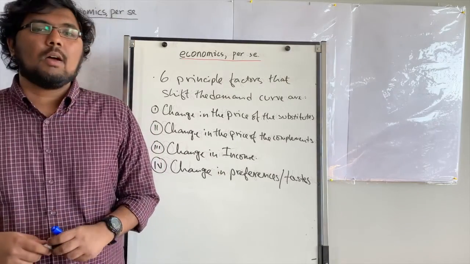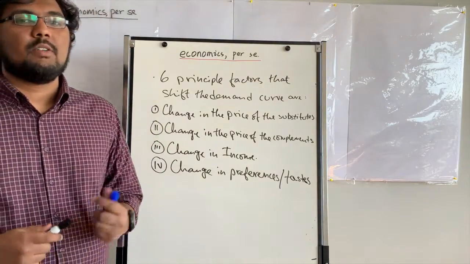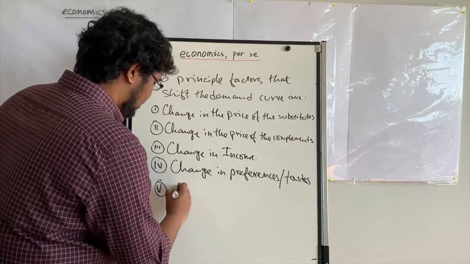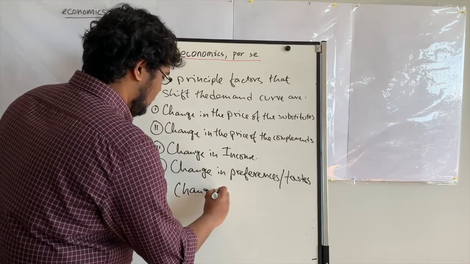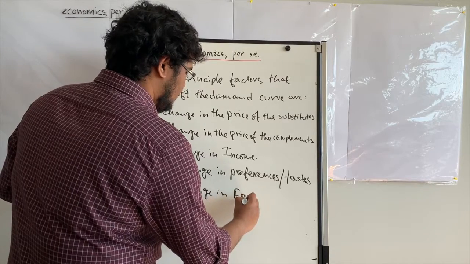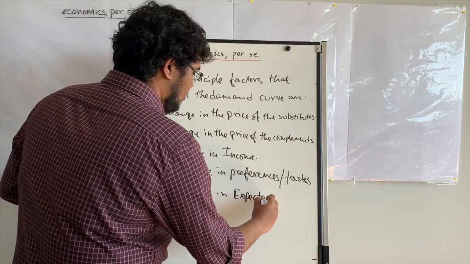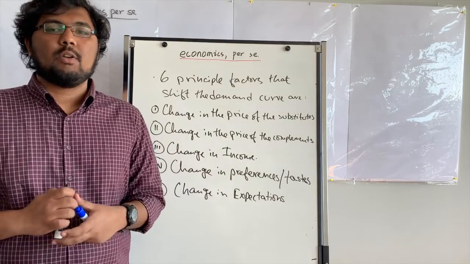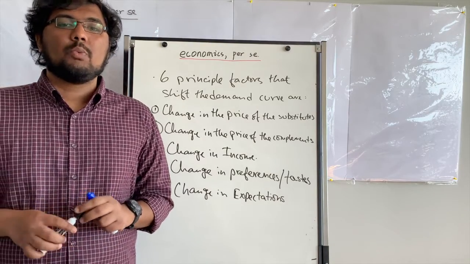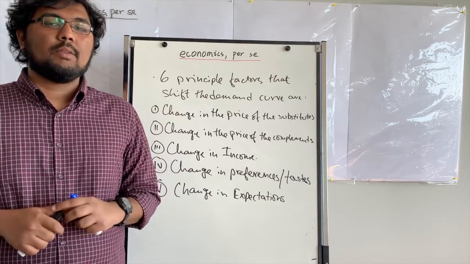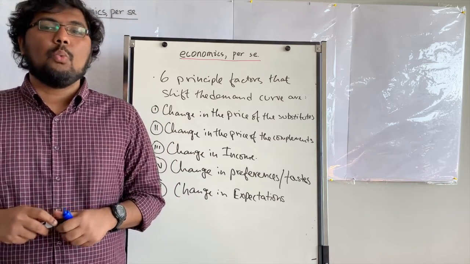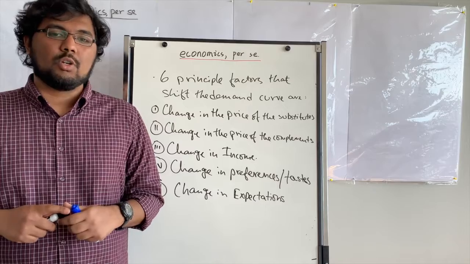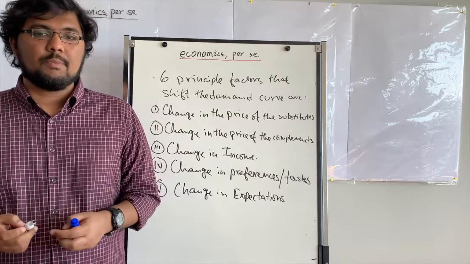Now, the fifth principal factor that shifts the demand curve is change in expectations. If people expect that the price of a certain good will increase in the future, they will start stockpiling now, and the demand for that good will increase. The opposite will happen if they expect the price of a certain good to decrease in the future. The demand for that good would decrease.